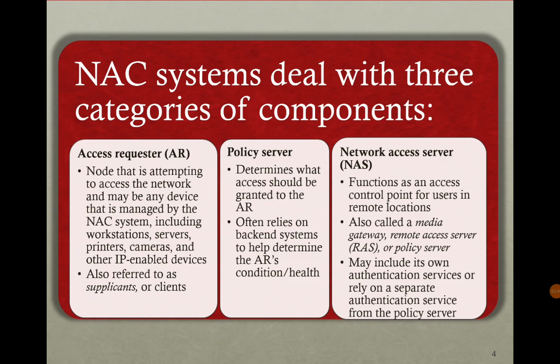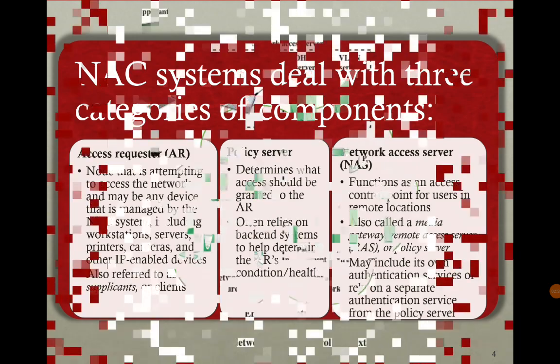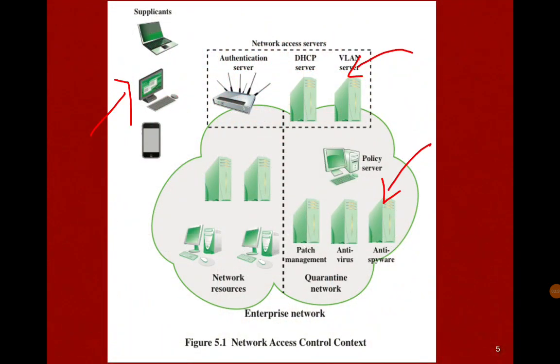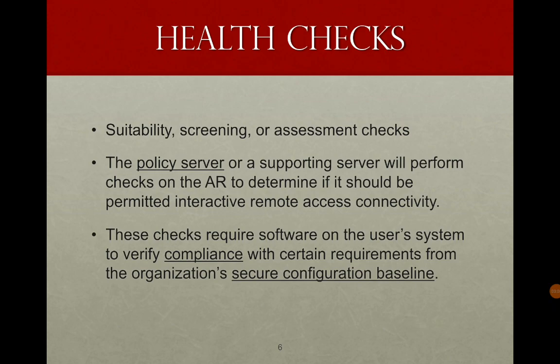The third one is network access server. It is an access point for every user, and it is also called a media gateway, or otherwise it's called a remote access server or the policy server. It may use its own authentication services, or it may depend on some other authentication services. Okay, so that's about the network access control components: supplicant, policy server, and network access server.